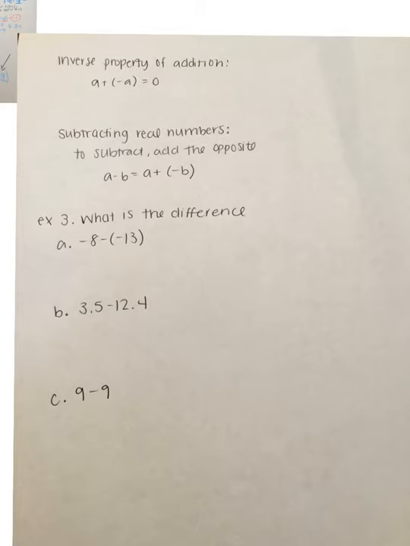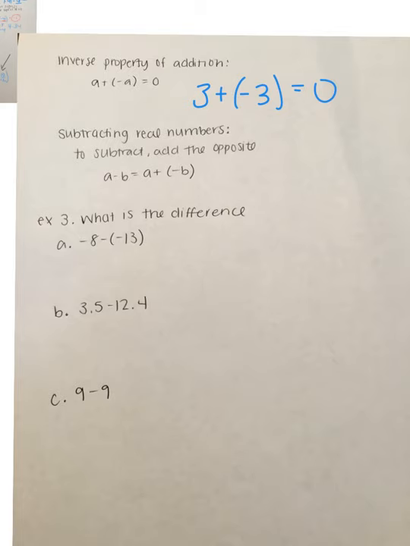All right, let's talk about the inverse property of addition. It says for every real number a, there's an additive inverse negative a, so that when I add a and negative a, I get 0. Pretty easy when we write it out as an example. This just means if I had 3 and I added -3, I get 0, okay?